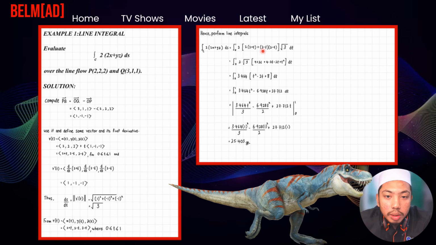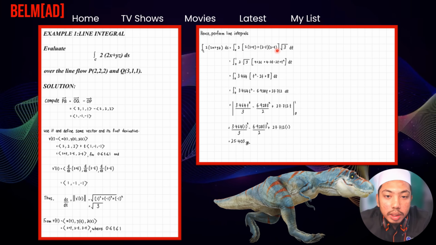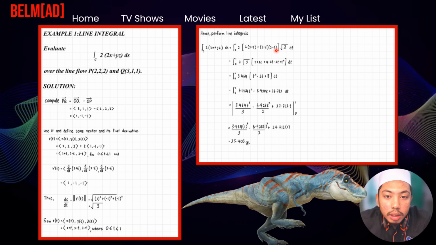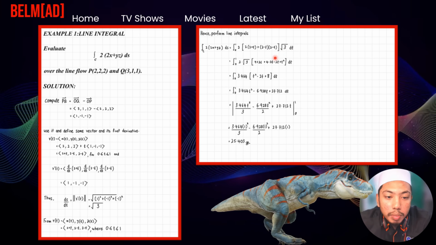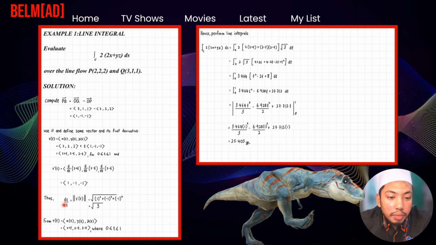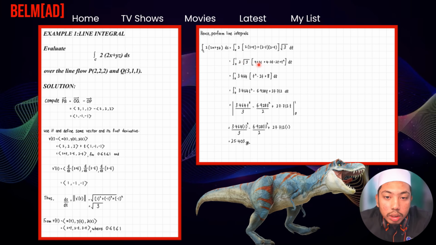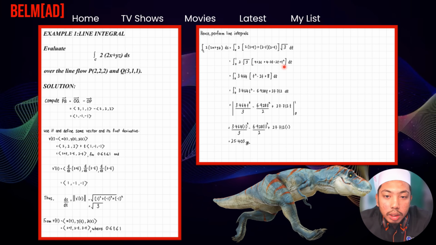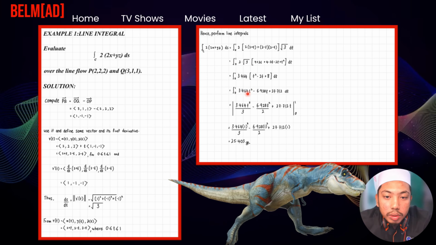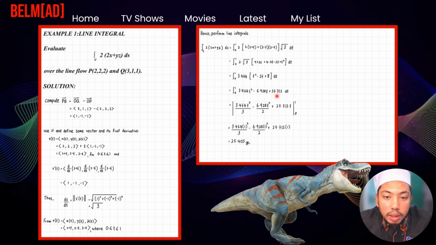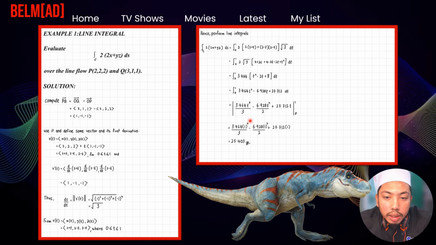You get this: substitute 2 plus t and 2 minus t into x, y, z, and square root 3 dt is replaced by ds. After that, you simplify the equation and you get this. After you simplify the equation, you can integrate. After you integrate, you get this.